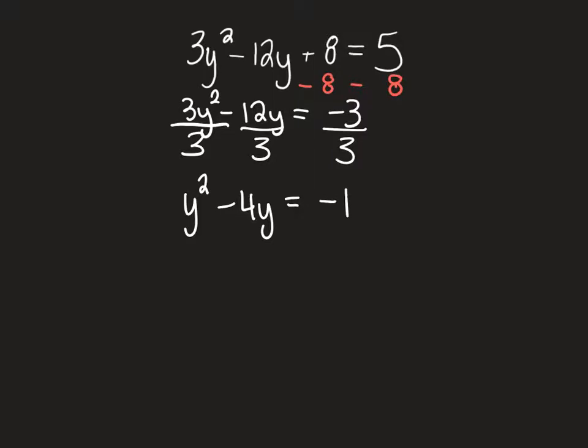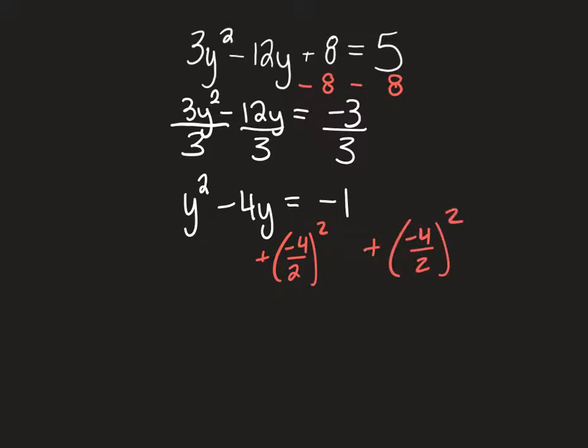And now we can complete the square. So how do we do that? Yeah, so divide the 4 by 2, right? So we're adding negative 4 over 2 squared technically to both sides.